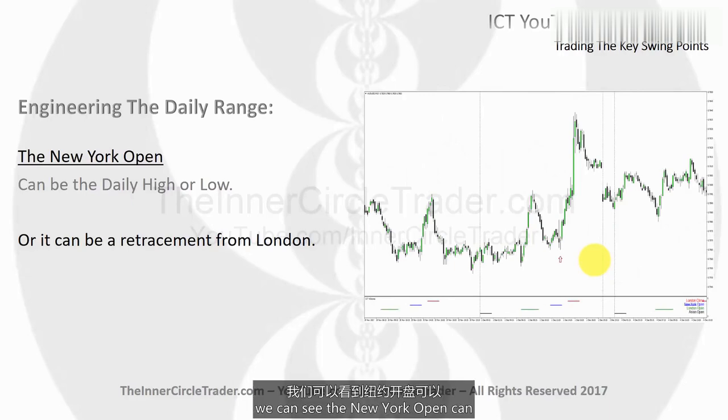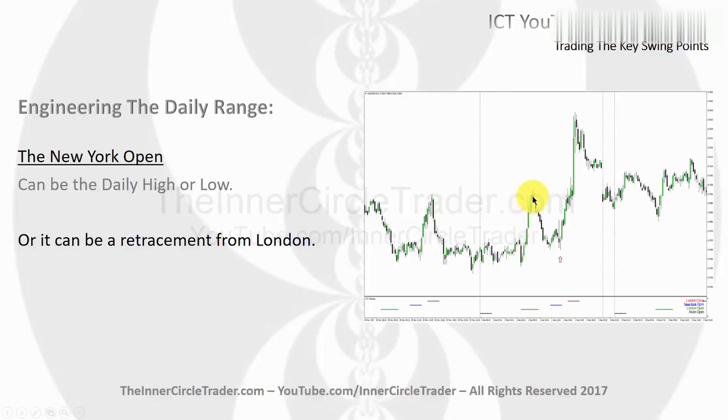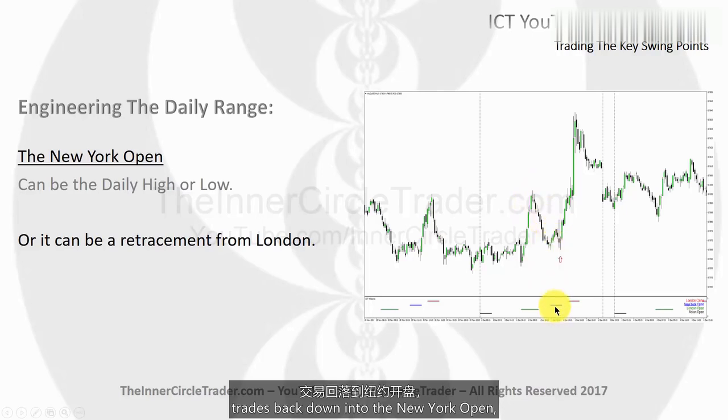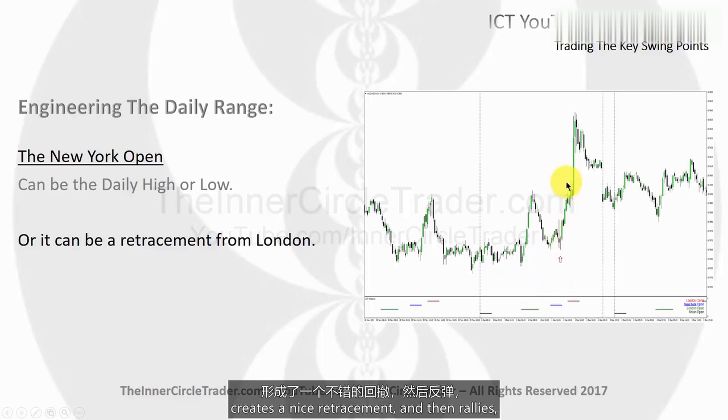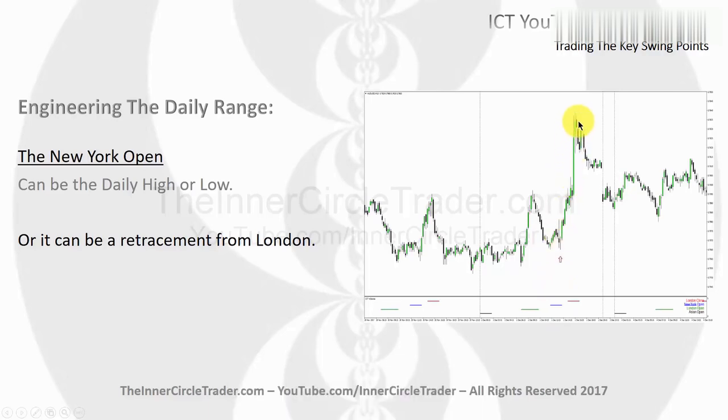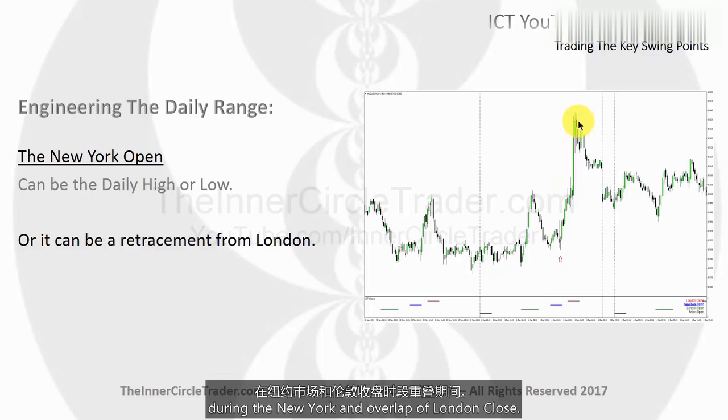Equally significant, we can see the New York Open can be part of a retracement from the London Open. Here we see the low formed in London, creates an impulse swing, trades back down into the New York Open, creates a nice retracement, and then rallies, creating the high of the day later on during the New York and overlap of London Close.